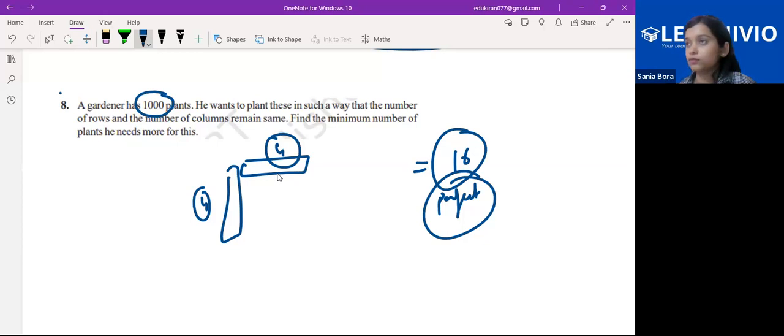Ma'am, but is it for sure going to be a perfect square? Yes, you can do it. You can recheck. You will get 1024 after this, right? And 1024 is a perfect square of 32. You can get 1024.